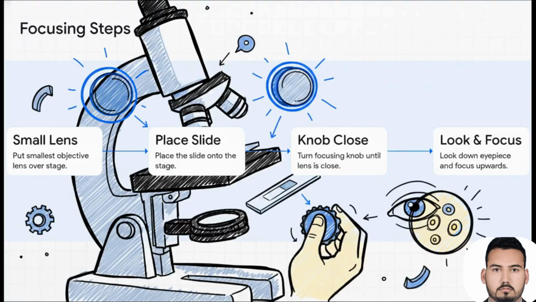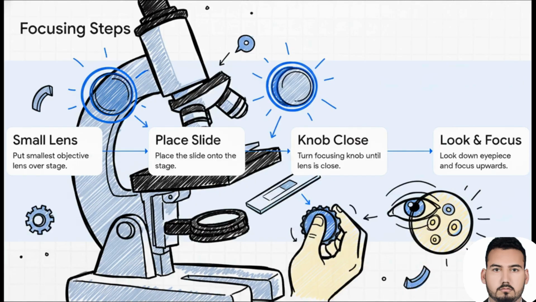Operating a microscope is all about a careful, really systematic approach. First off, you always want to start by clicking the smallest objective lens into position directly over the stage. Second, place your freshly prepared slide onto the stage and make sure the sample is right over the hole where the light shines through. Third, and this is key, look from the side, not through the eyepiece yet, and turn the focusing knob until the lens gets super close to the slide.